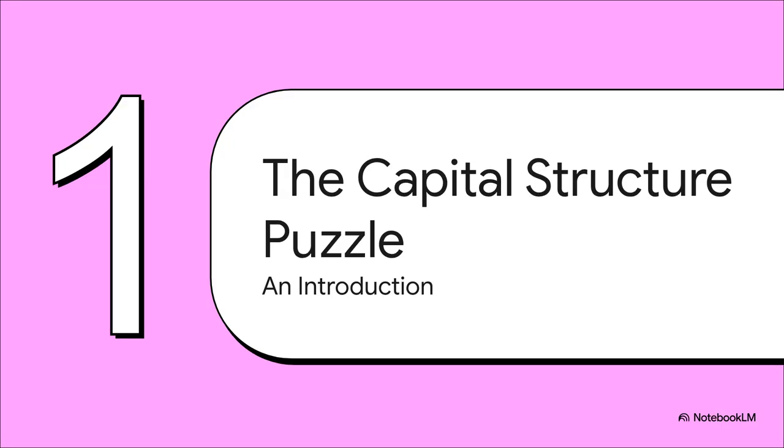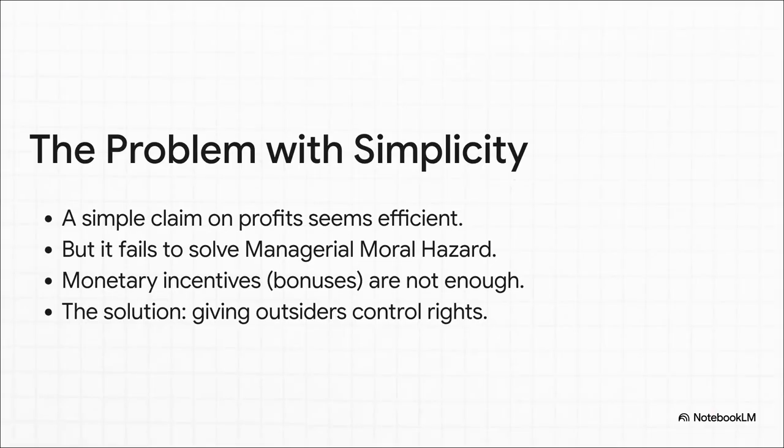So, Section 1, the capital structure puzzle. Let's really get into why a single, simple claim on a firm's profit just doesn't cut it. The problem with that simple strip of claims idea is that it completely ignores a huge issue: managerial moral hazard.